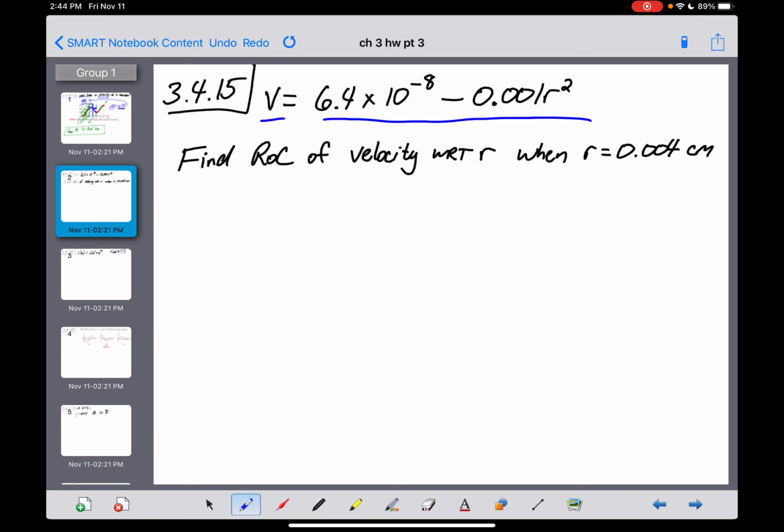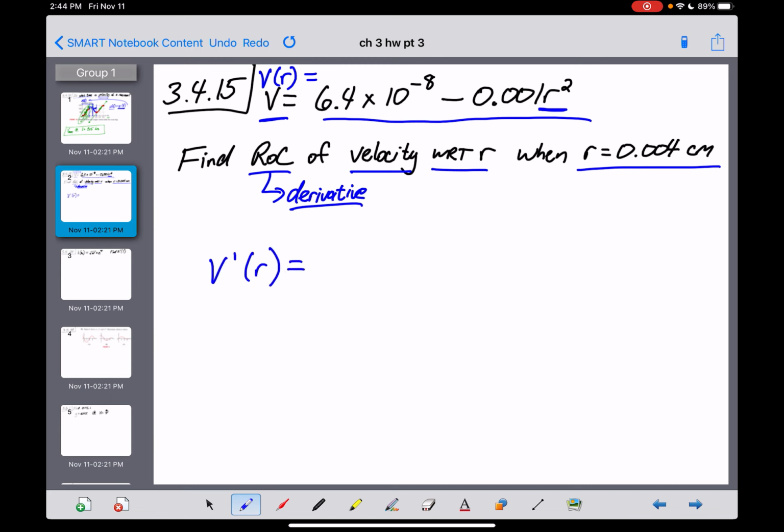It's this crazy thing right here, and they're asking us to find the rate of change, which by now we should realize, guys, is code for derivative. So they want us to find the derivative of this velocity function taken with respect to r at this particular value of r. Here's our velocity function, and notice, guys, the only variable it's written in terms of is r, so we probably could have called this velocity as a function of r, and that'll make this a little cleaner when I now say v prime of r. So we're taking the derivative of this function.